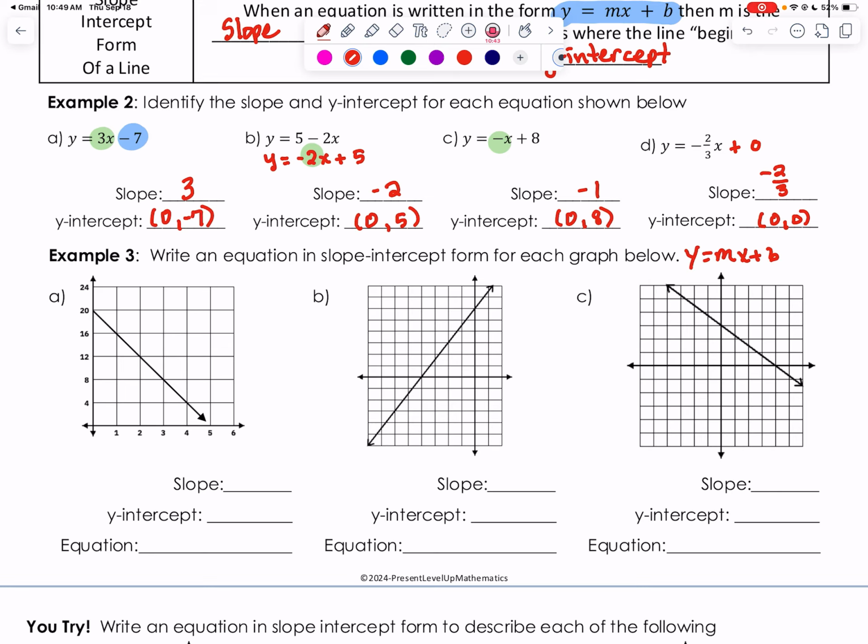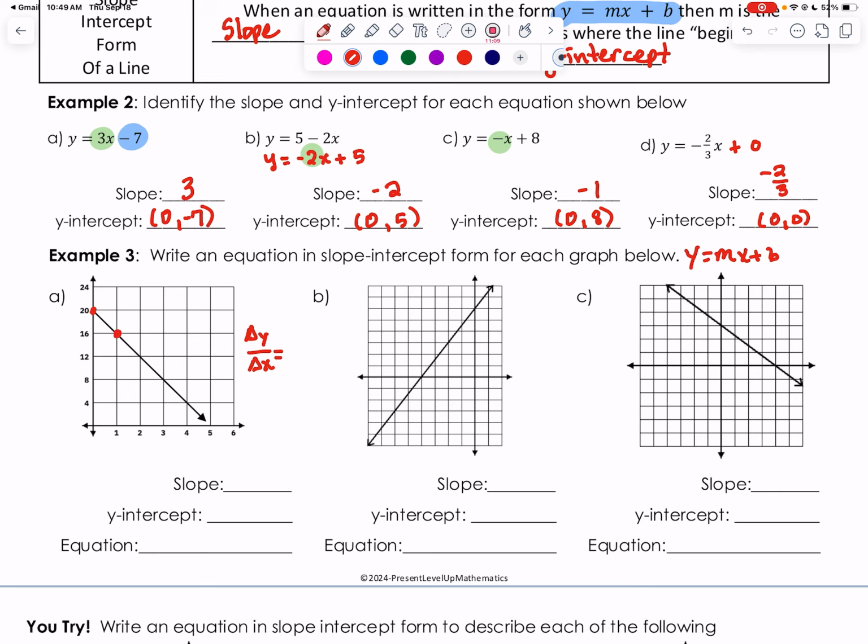Remember, to get slope, we want to find the change in y over the change in x. So let me write that down. Change in y over the change in x. And so I want to pick two friendly points. So maybe I'll use this point, and it really doesn't matter. We've got a lot of friendly points here. So I'll just use this one right here.